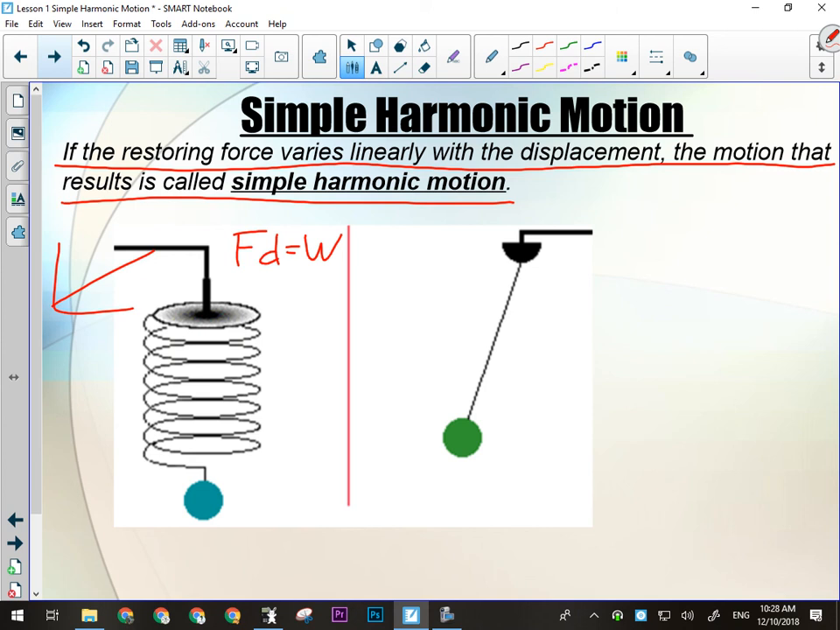For a pendulum, obviously gravity is the restoring force, but as we said, gravity acts straight downwards. But because this is an arc, it does have a tangent component that is acting along the arc. And that does vary linearly as we move through the arc.